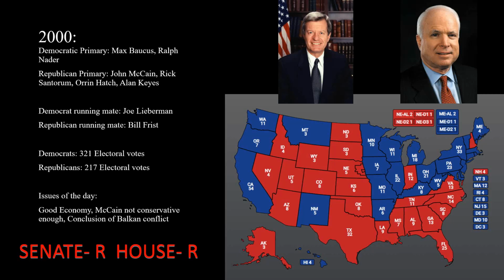McCain is held to only 217 electoral votes, not nearly enough to win the presidency. Much of this comes from Republican voters viewing him as not conservative enough. He also fails to win the endorsement of Rick Santorum in the general election, his biggest primary opponent. All of this helps Baucus win a second term, even though Republicans are now controlling both the Senate and the House.